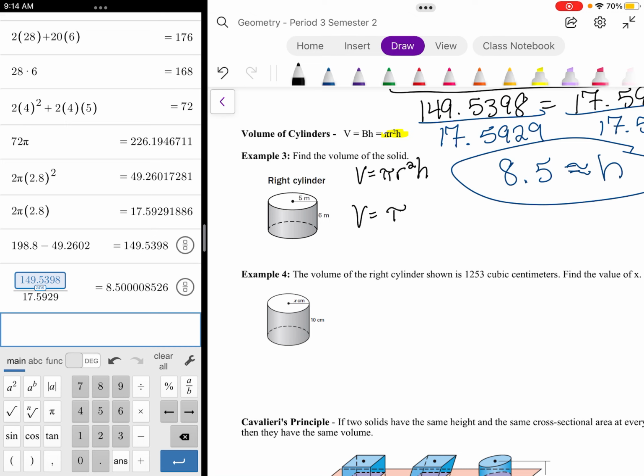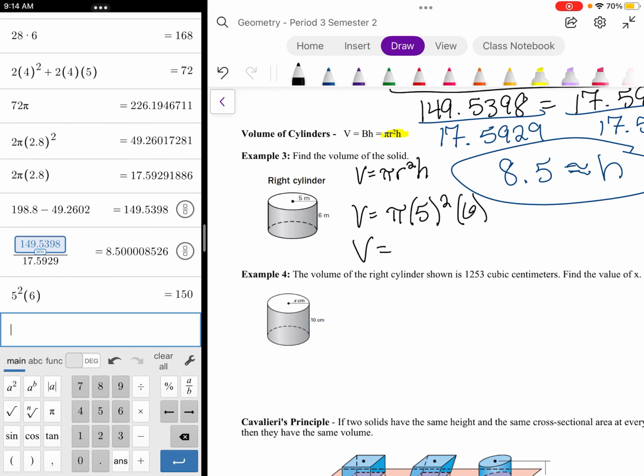So for our volume, we're going to take pi times the radius, which is 5 in this example, and we're going to multiply that by the height of 6. And again, if we want it in terms of pi, we're going to type everything into our calculator except for pi. And when we do that, we're going to get 150 pi times meters cubed because it is volume.